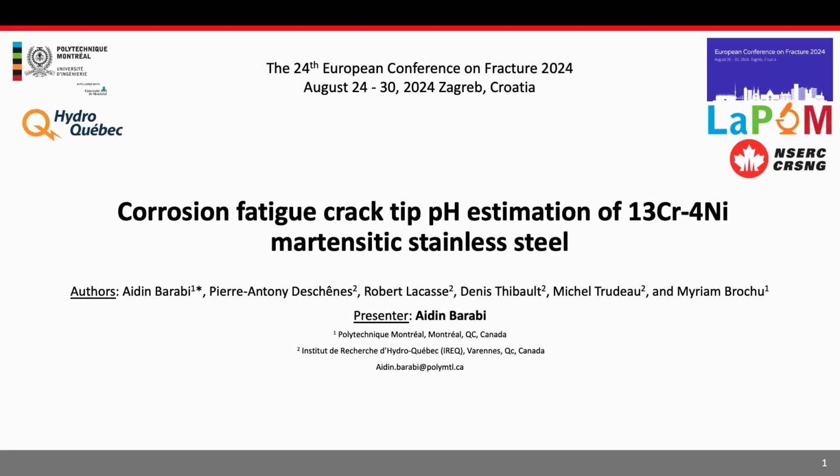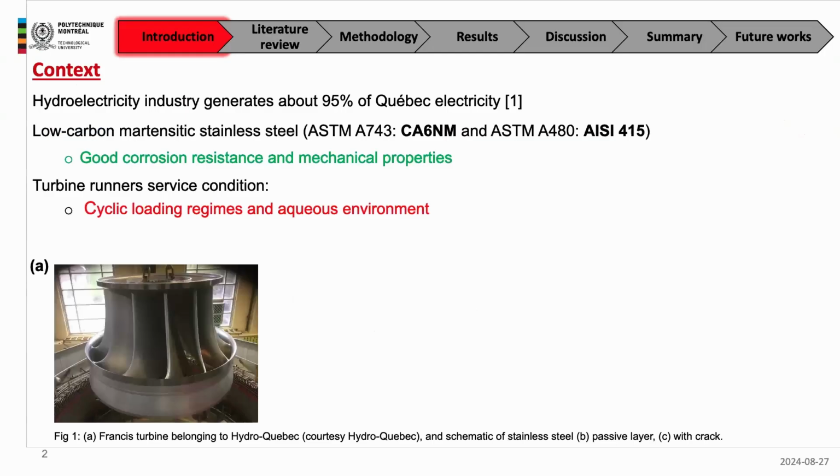Good afternoon, everyone. I'm Aidin Barabi, and I'm going to present part of my PhD project, which is entitled Corrosion Fatigue Crack Growth, Corrosion Fatigue Crack Tip pH Estimation of 13 chromium 4 nickel Martensitic stainless steel. My project was in collaboration with our industrial partner, Hydro-Quebec. They are the main electricity producer in Quebec province, producing around 95% of electricity there.